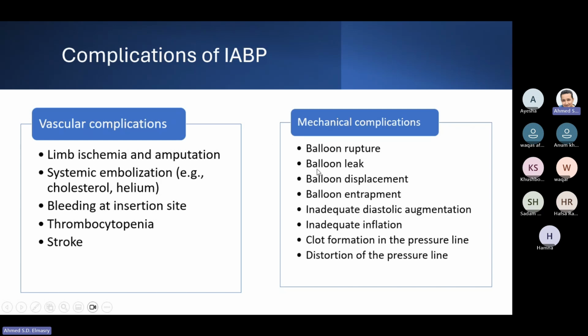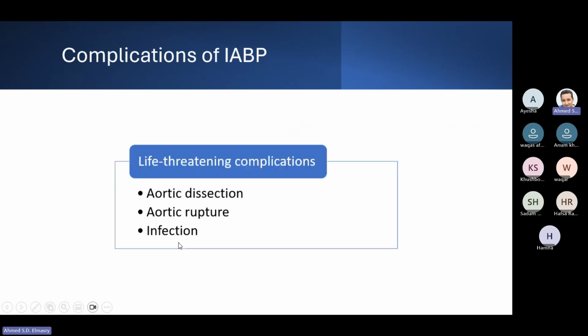The mechanical complication might be due to balloon rupture, balloon leak, balloon displacement, or the balloon might be entrapped, so you cannot remove the intra-aortic balloon, inadequate diastolic augmentation, inadequate inflation, clot formation in the pressure line, and distortion of the pressure line. And the life-threatening complications are aortic dissection, aortic rupture, and also infection, sepsis, and septic shock.